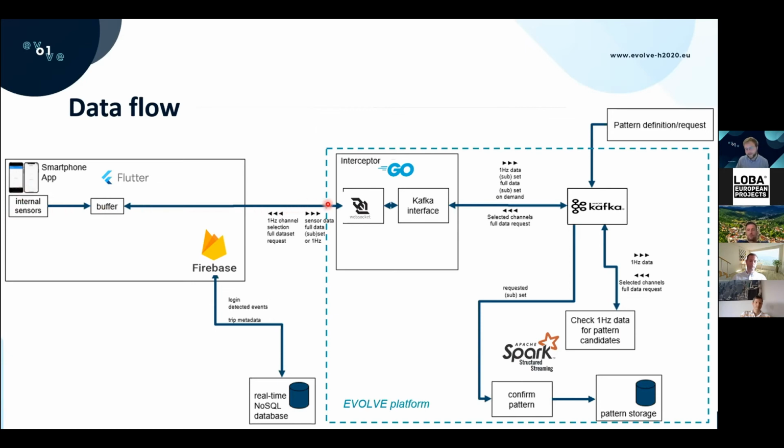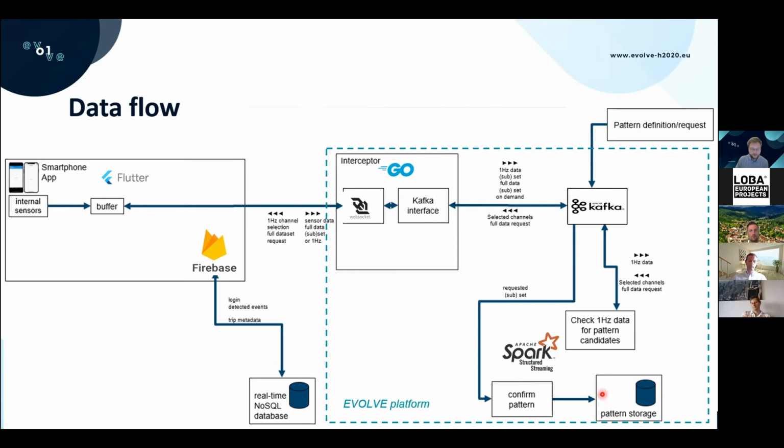This data is then sent through Kafka, and is checked in the low frequency 1 hertz data for pattern candidates. If a candidate is found, information goes back to the smartphone, and the smartphone looks into its internal buffer. Do we still have the high frequency complete data for the situation of interest? And if yes, then it's again sent back to the platform. That's checked again. And if it's confirmed that it's really the pattern of interest, also in the high frequency data, then it's transmitted to a long-term storage.